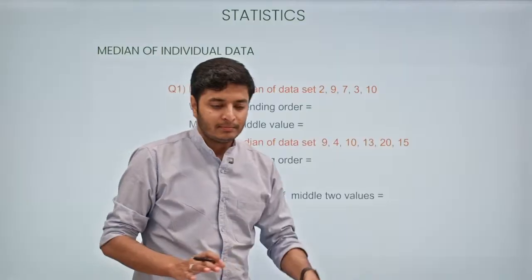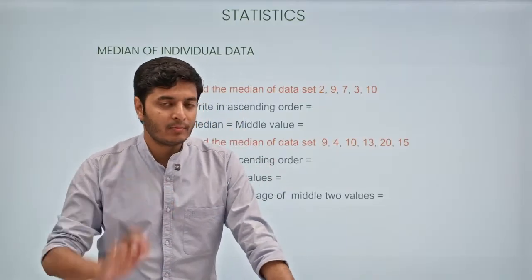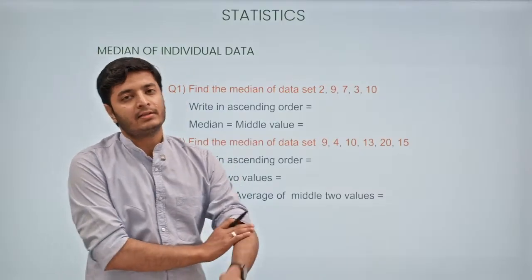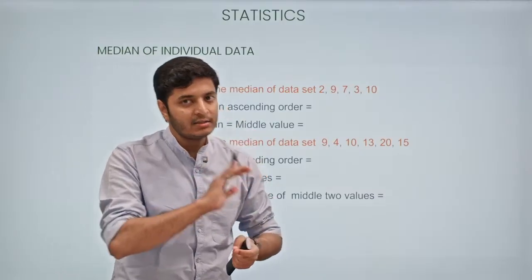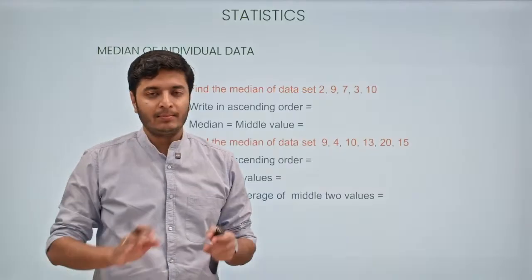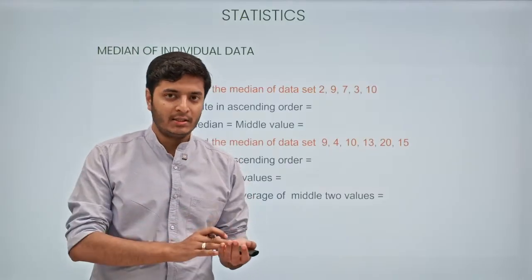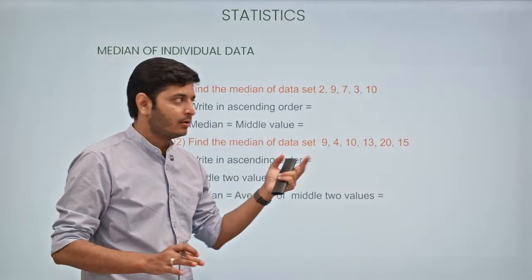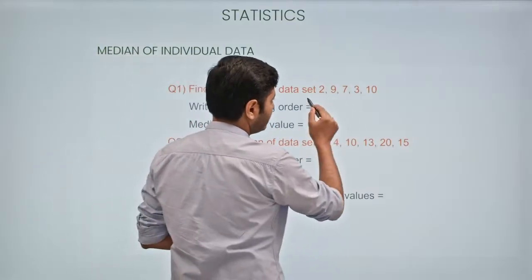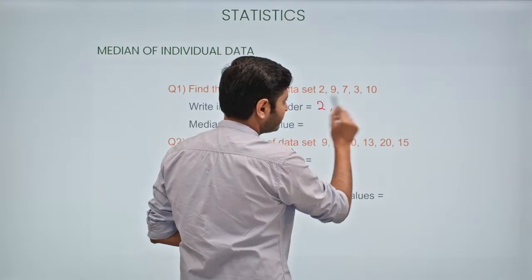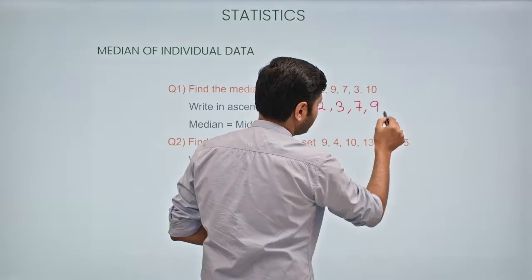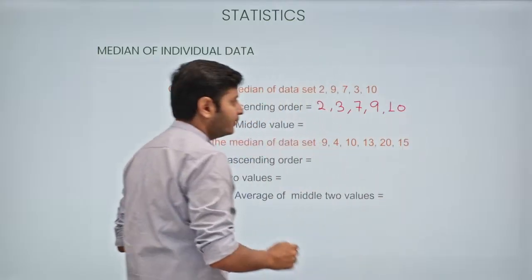5 observations. Can I apply the formula directly? No, we cannot do that. To find the median of any data set, first you need to arrange the data set, if not in a particular order, either in ascending or in descending order. I am going with ascending order. So please arrange the data set. Lowest value is 2, then 3, then 7, then 9, and then 10.